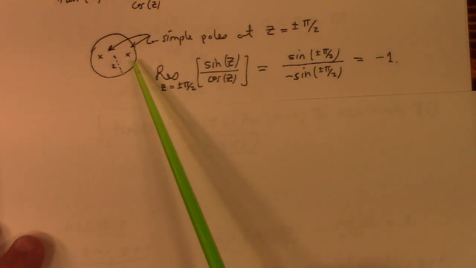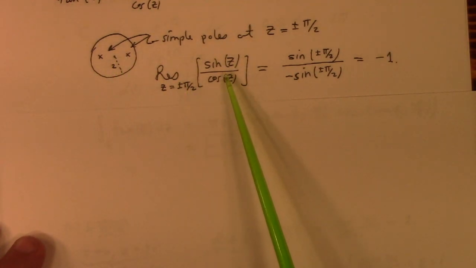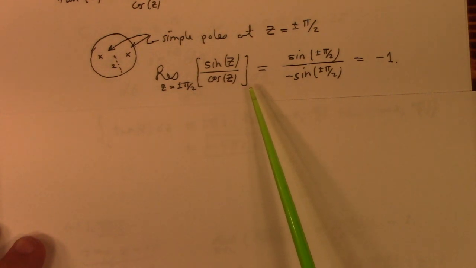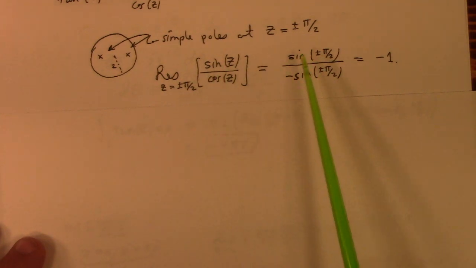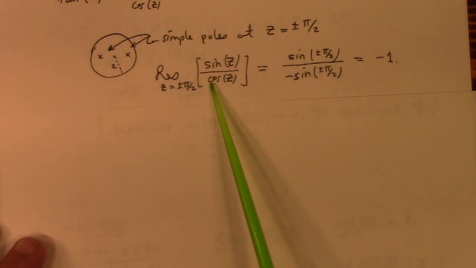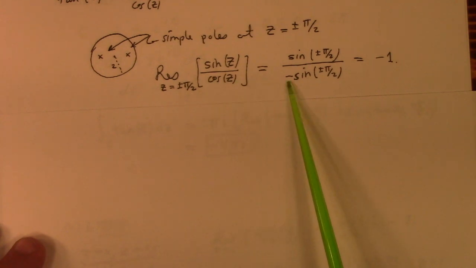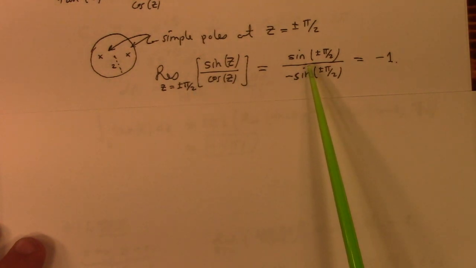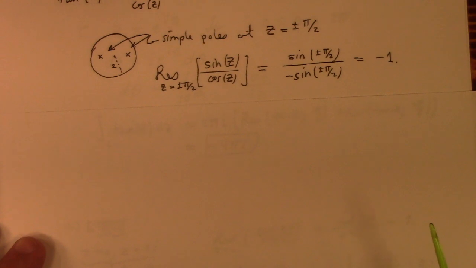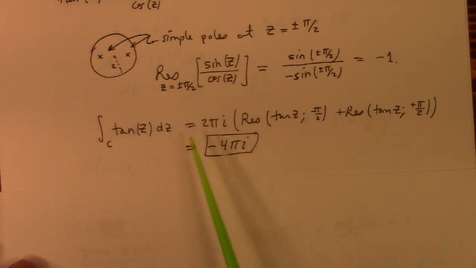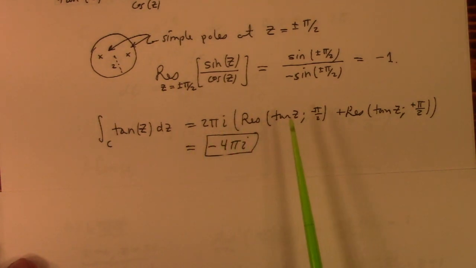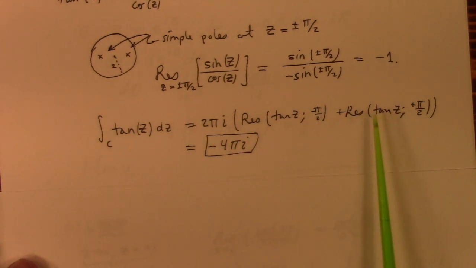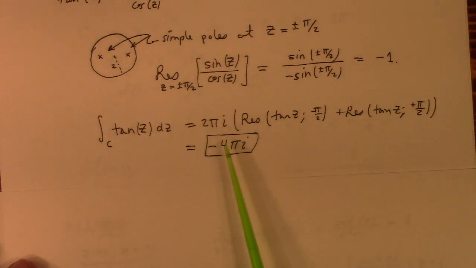So plus or minus pi over 2 are relevant. And the residue of this function at plus or minus pi over 2 is given to us by rule, I want to say 3. Evaluate the numerator function at the singularity and differentiate the denominator and then plug in the singular points. And in both cases, we get -1. And as such, the residue theorem gives us the integral of tangent z dz over the circle of radius 2 is 2 pi i times the sum of these residues, which are both -1, so we get -2 times 2 pi i, which is -4 pi i. There you go.